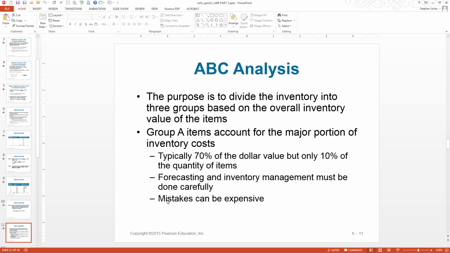So you want Group A items, Group B items, Group C items. Group A items are the major portion of your inventory cost. In this case, they say 70% of dollar value, only 10% of the quantity of the items. That's just numbers thrown out there for you. But here's the case. Group A items are more expensive and more critical. And the expense may not be in how much they cost you, but how much it costs you if you don't have them. Let me give you an idea here of this.